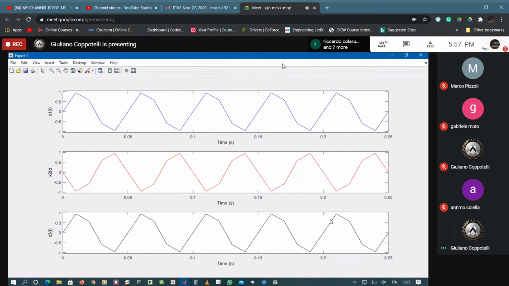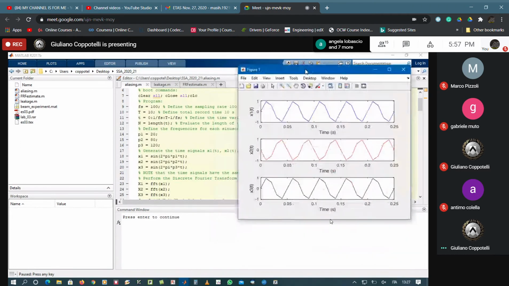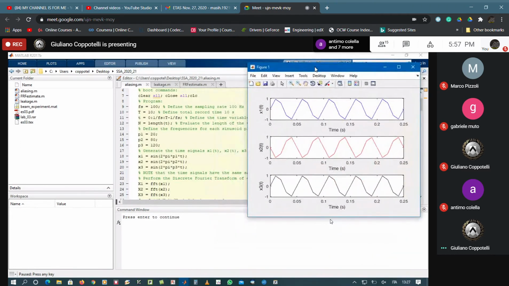Do you feel that there is something special in what we are watching in this signal? Do you have a comment that you want to share with all your colleagues? What do you think about it? Do you have a clue? Is that what you were expecting? Why? Is there an aliasing problem? Yes, of course. There is an aliasing problem.